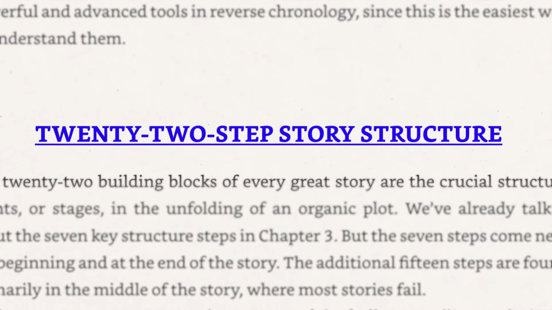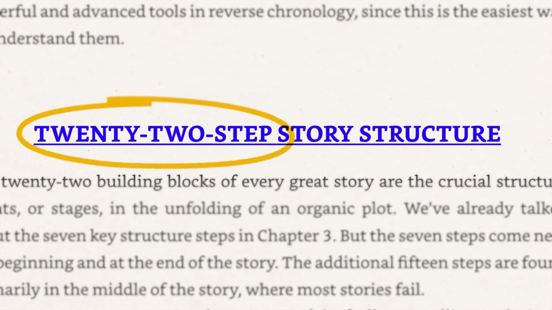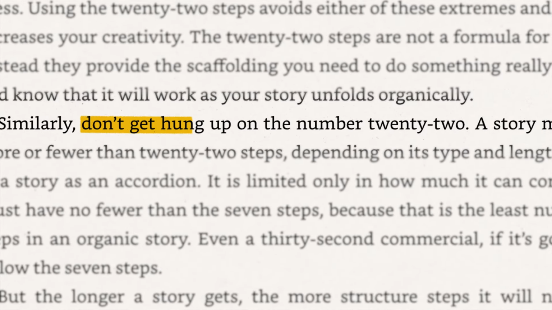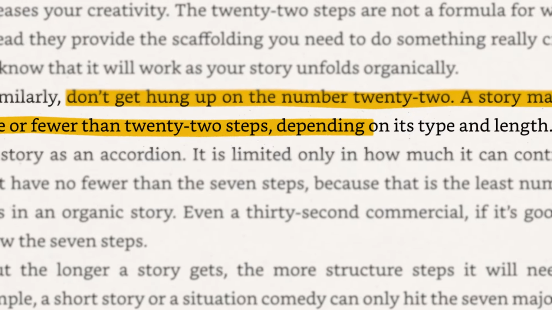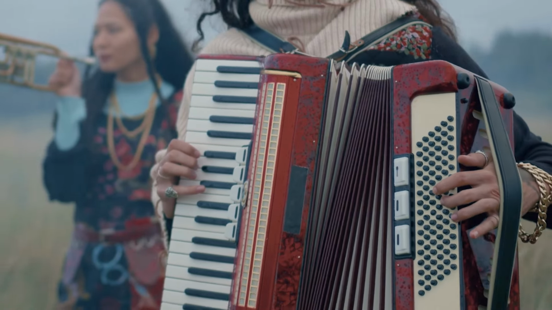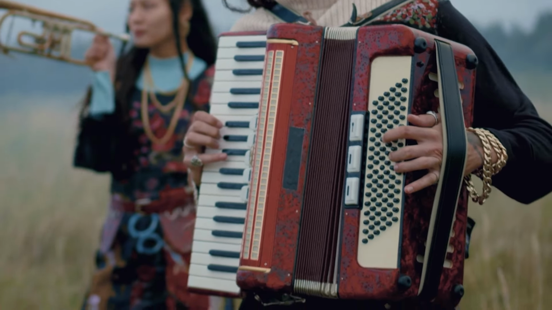Now, Truby is pretty brilliant, but I'd argue he's not so good with titles. Despite being one of the only popular structures named after its number of steps, even Truby warns, don't get hung up on the number 22. A story may have more or fewer than 22 steps, depending on its type and length. He uses the metaphor of a story as an accordion. It is limited only in how much it can contract. It must have no fewer than 7 steps.